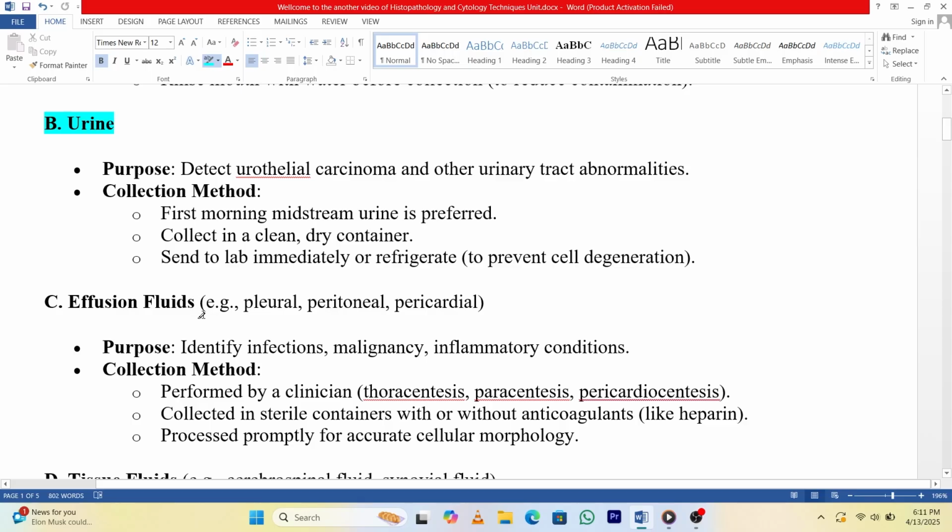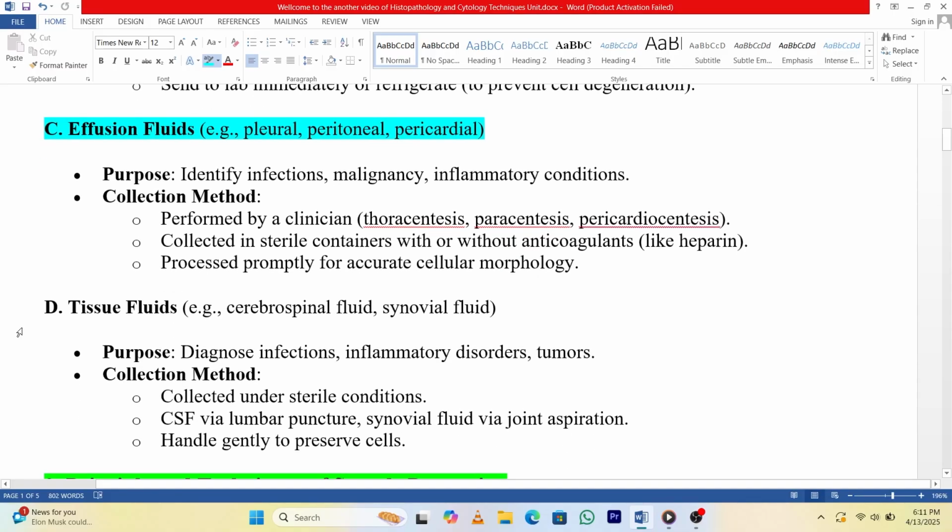C. Effusion fluids, e.g., pleural, peritoneal, pericardial. Purpose: identify infections, malignancy, inflammatory conditions. Collection method: performed by a clinician, thoracentesis, paracentesis, pericardiocentesis. Collected in sterile containers with or without anticoagulants, like heparin. Processed promptly for accurate cellular morphology.